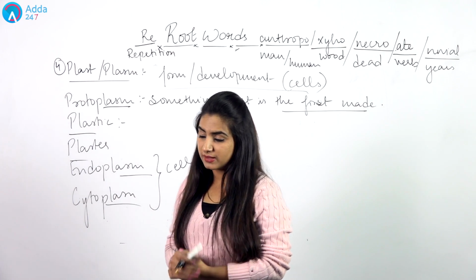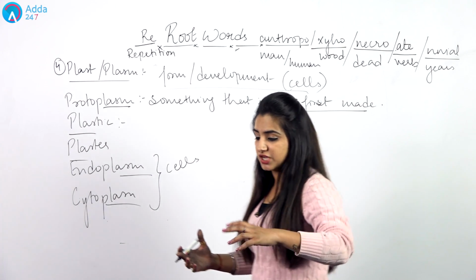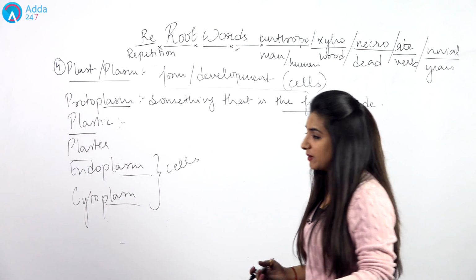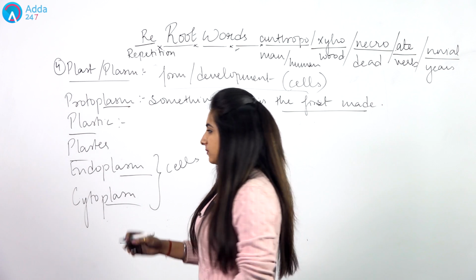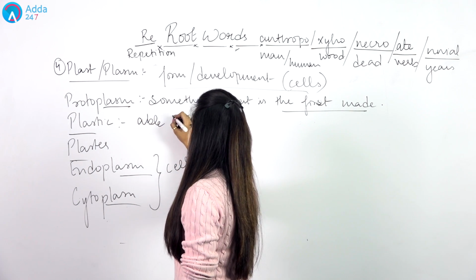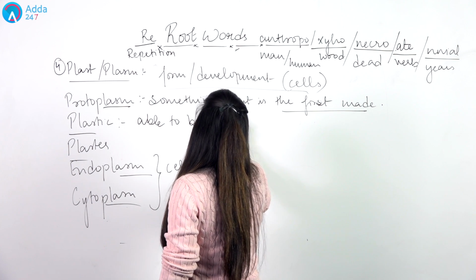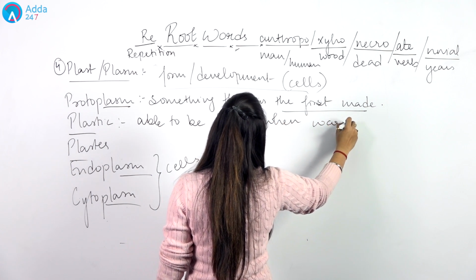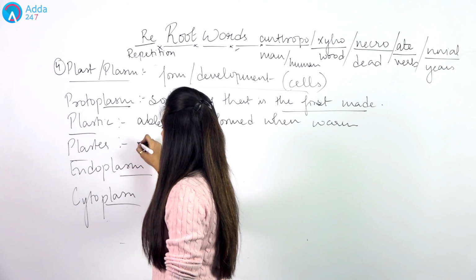Plastic can be anything which can change its form, which can change its size just by warming it, just by giving it a different temperature. So when I say plastic, plastic is actually something which is able to be formed when warm.